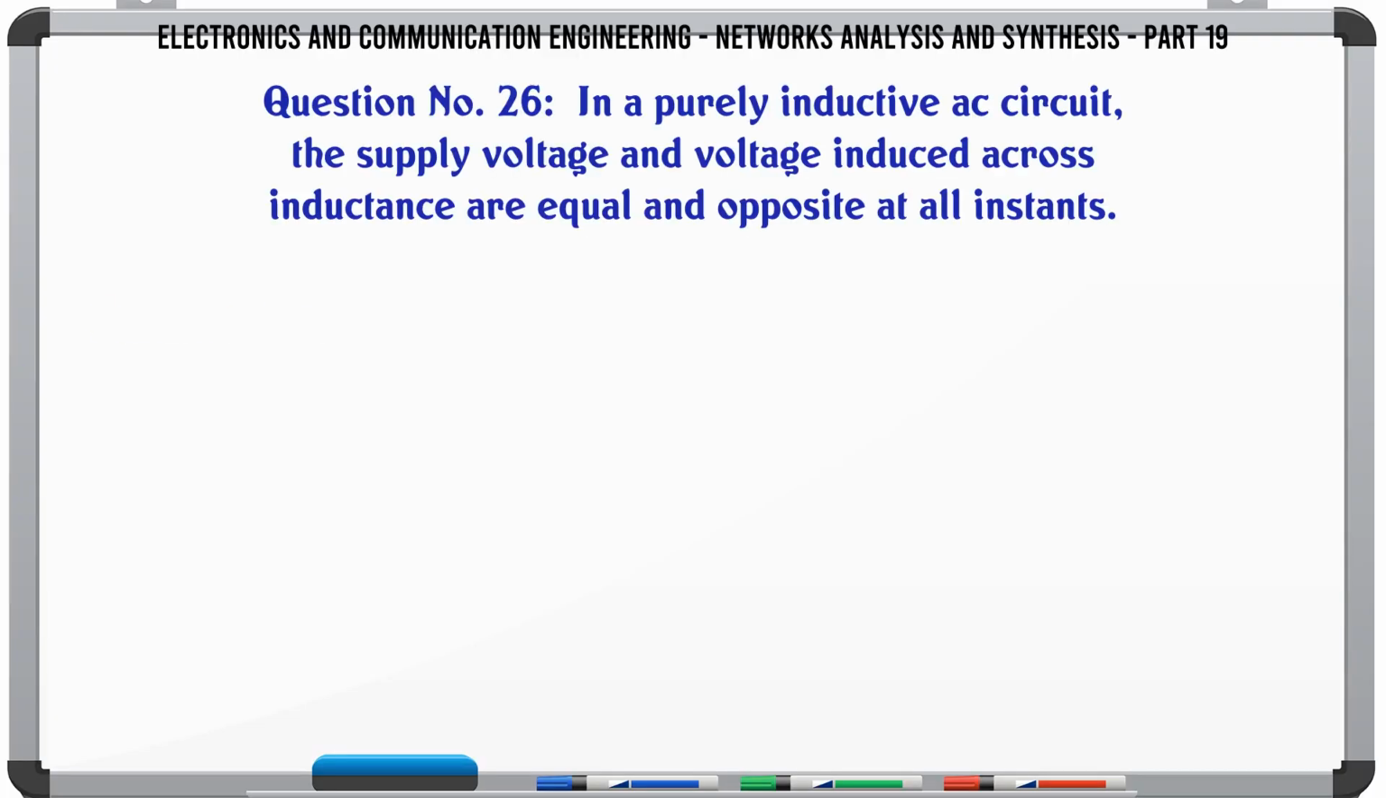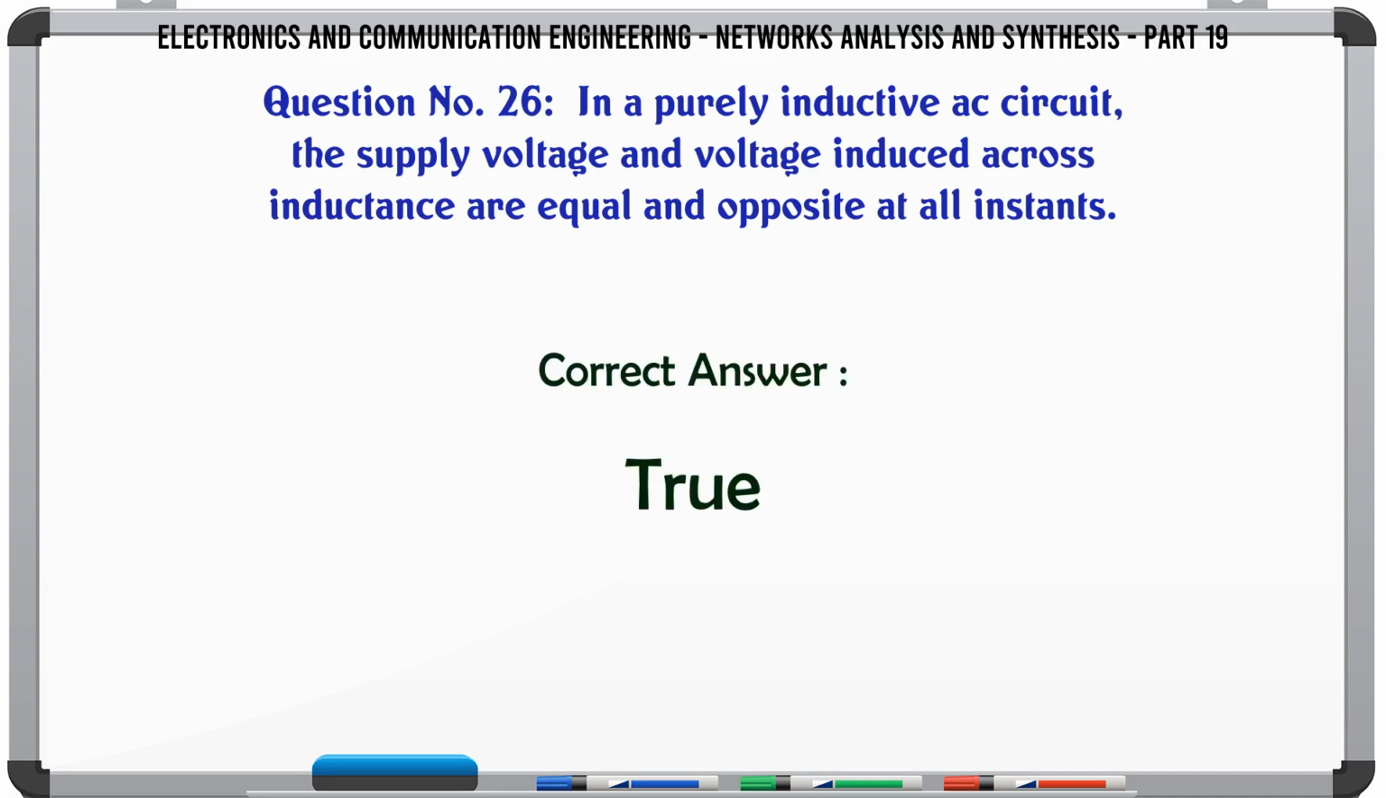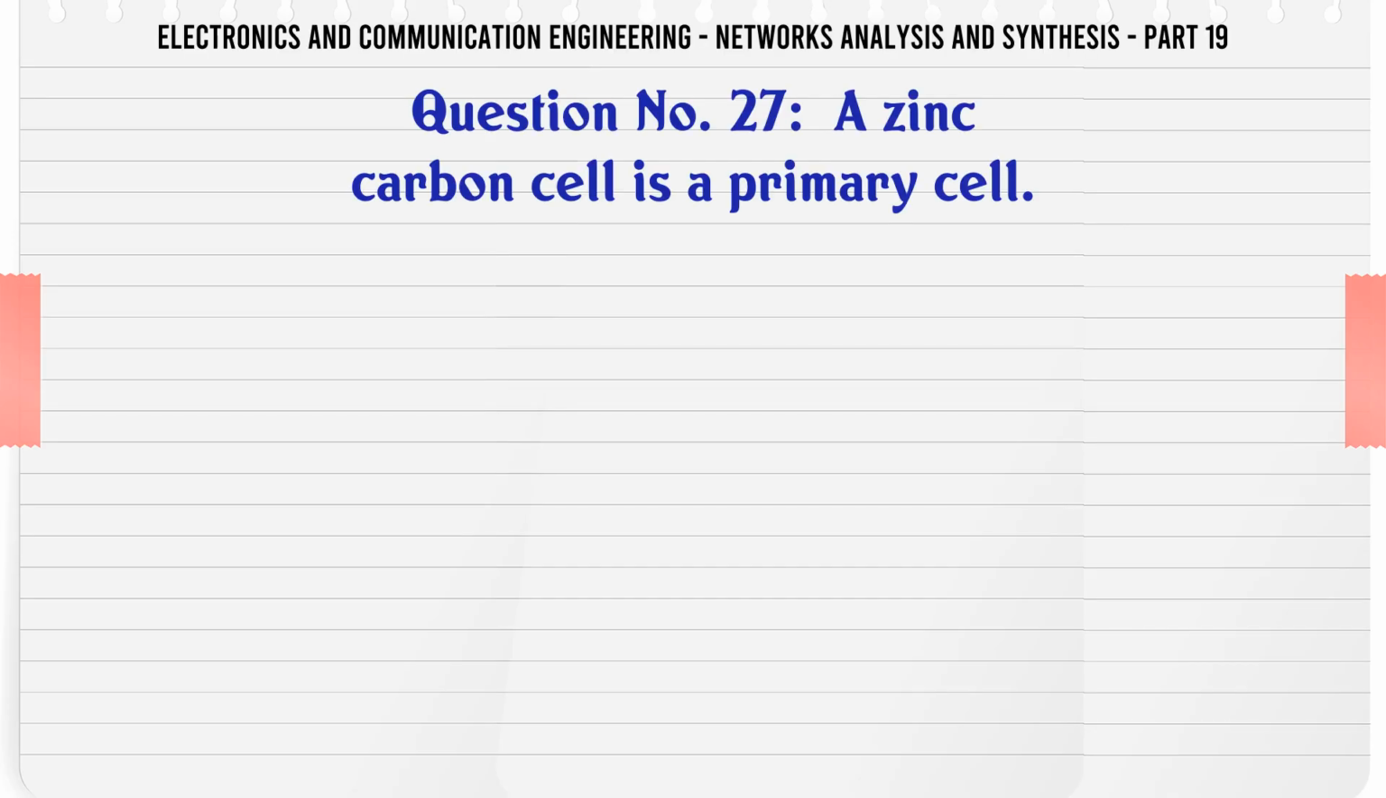In a purely inductive AC circuit, the supply voltage and voltage induced across inductance are equal and opposite at all instants. A. True. B. False. The correct answer is true. A zinc carbon cell is a primary cell. A. True. B. False. The correct answer is false.